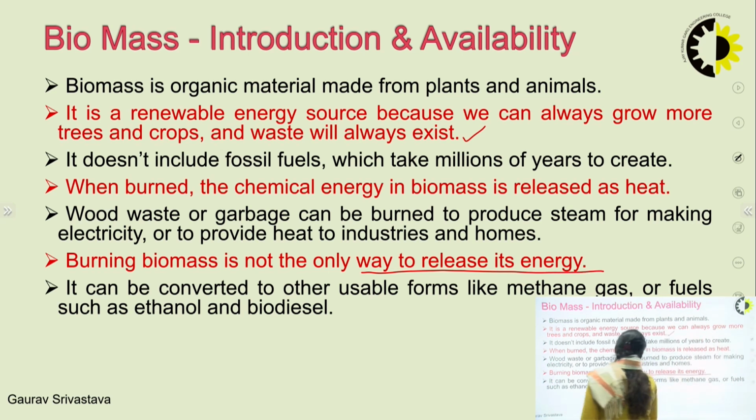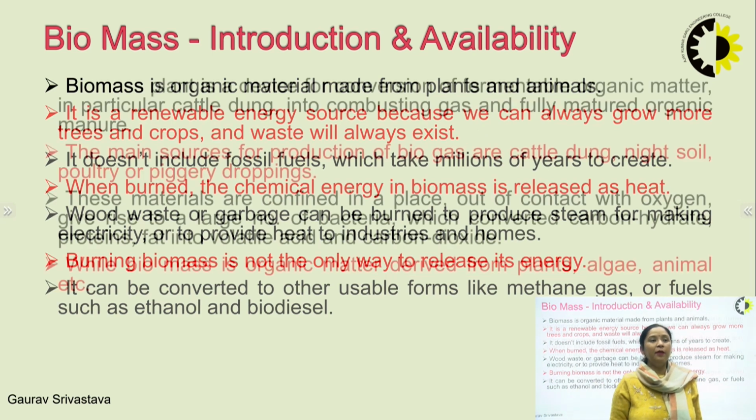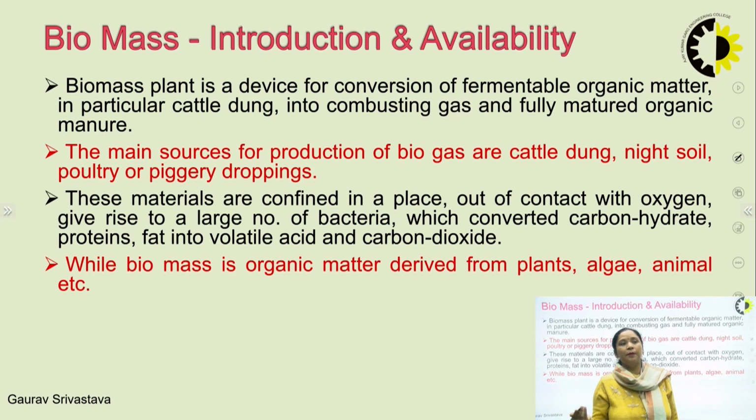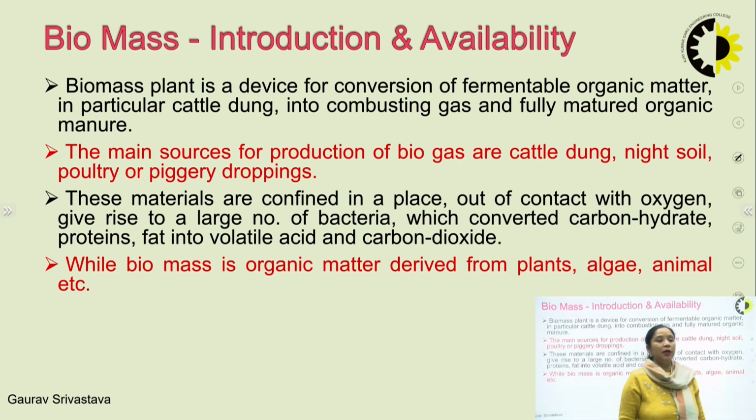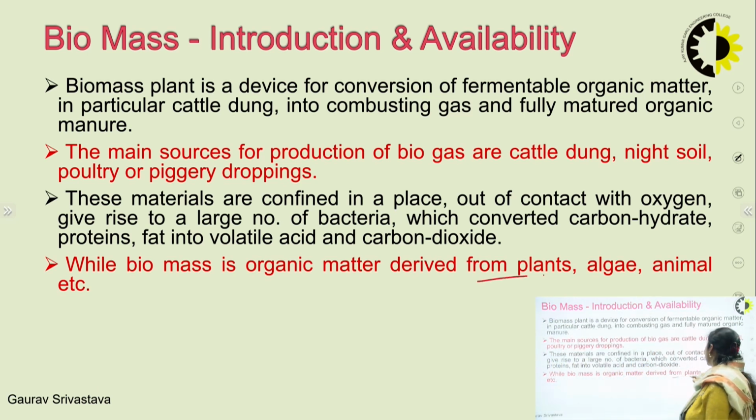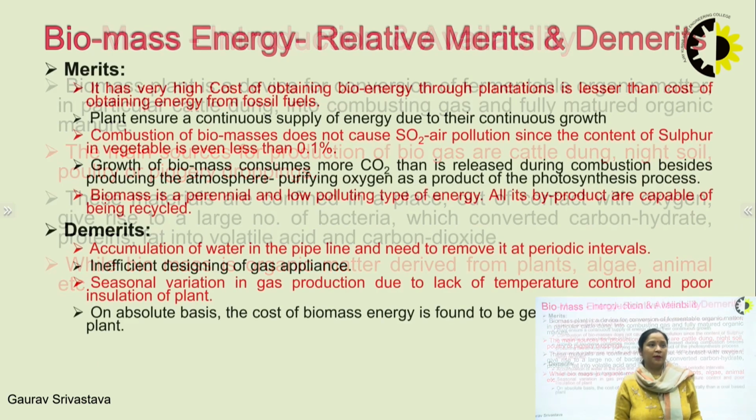It can be converted into usable forms like methane, fuels, ethanol, and biodiesel. A biomass plant is a device for conversion of fermentable organic matter like cow dung. We can ferment it, and gases are produced. Those gases can be used for creating heat energy by burning them, obviously. These materials are confined in space out of contact with oxygen, while biomass is organic matter that can be derived from plants, algae, and animals.